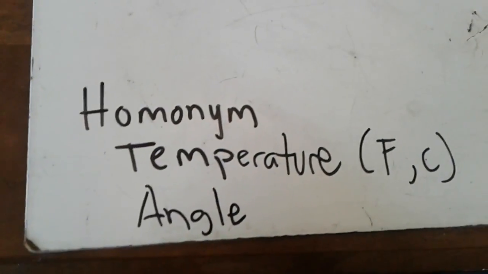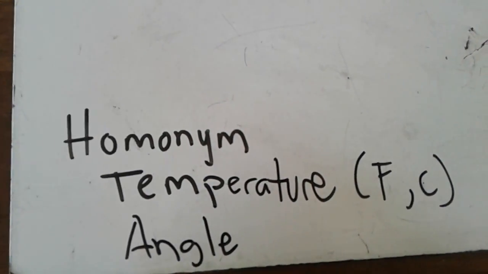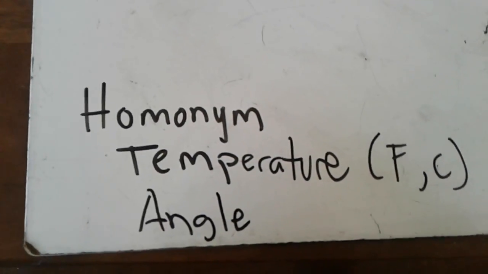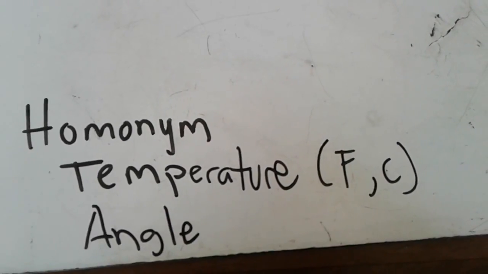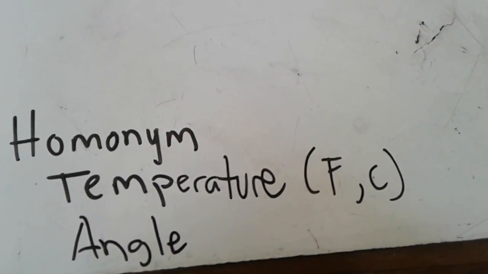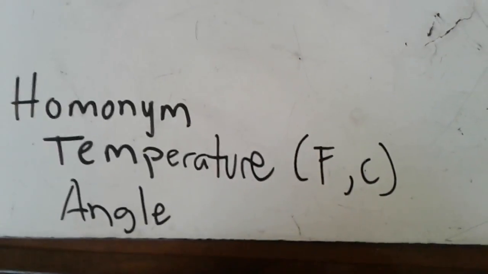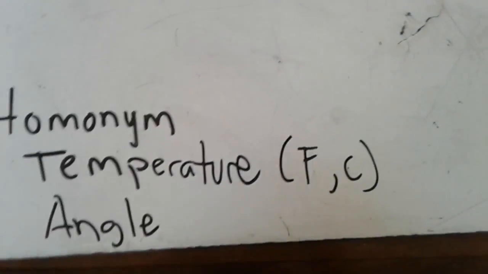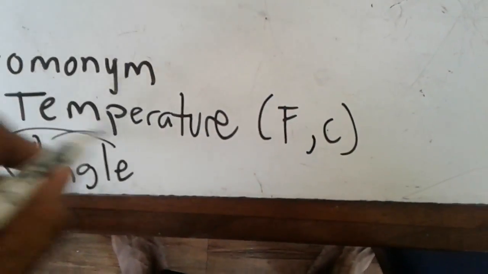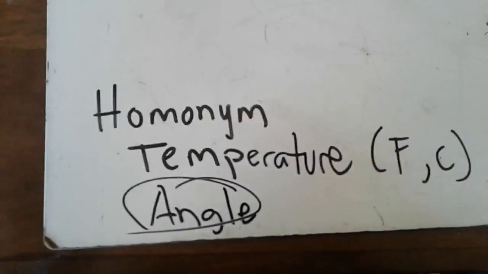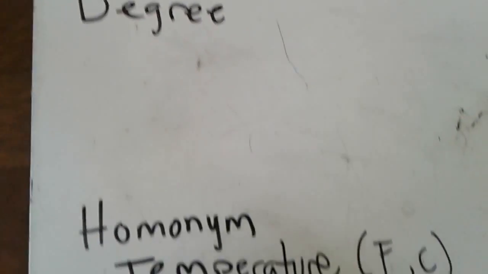If you look down here, my son pointed out to me that the word degree is a homonym because it can be used for different things. So we can use degrees to measure temperature, like Fahrenheit or Celsius, or angles. We're going to talk more today about angles, like in circles and triangles and such. So, getting back to the word degree.